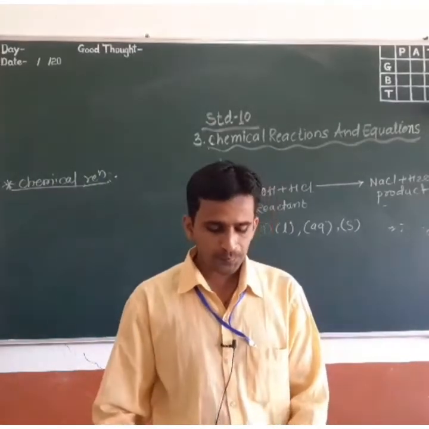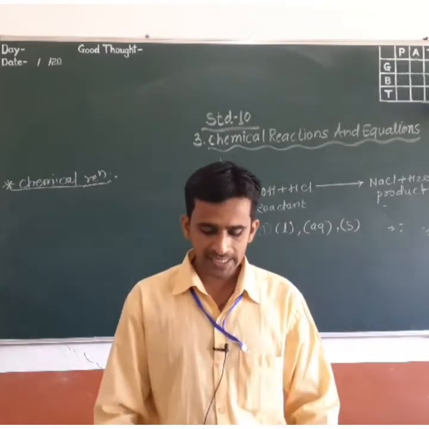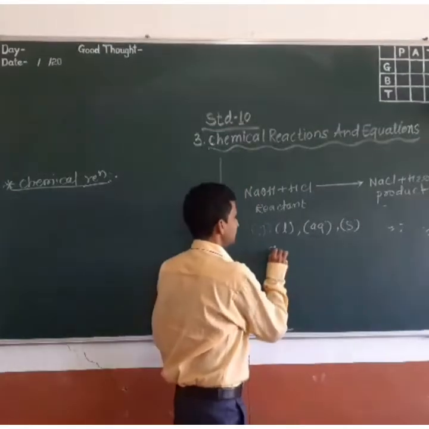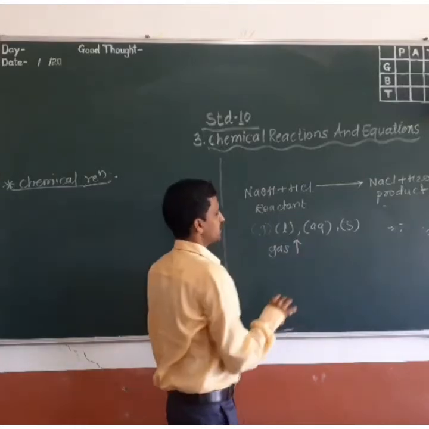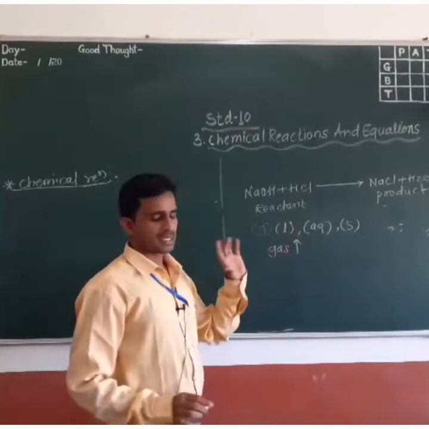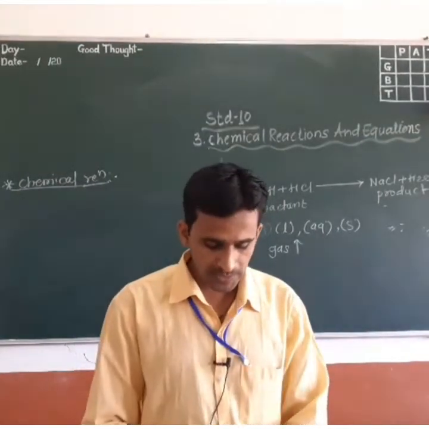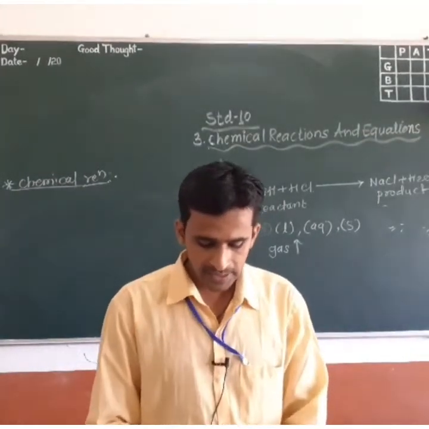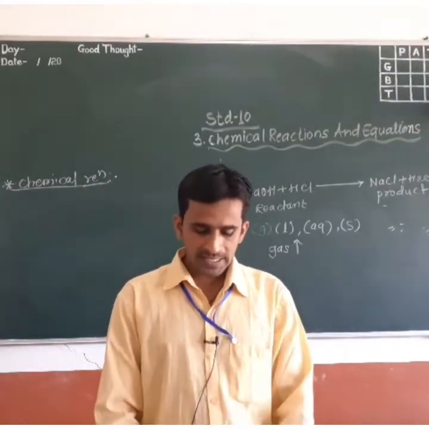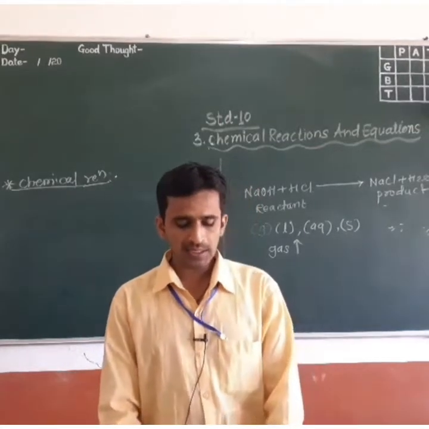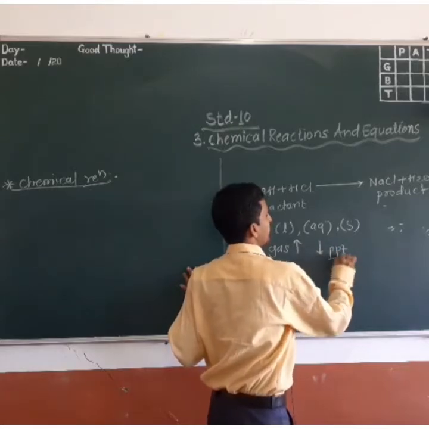Fifth one, if the product is gaseous, instead of writing gas, it can be indicated by an upward arrow, pointing upward. If the product formed is an insoluble solid, a precipitate, then instead of solid it can be indicated by a downward arrow, for precipitate or ppt.